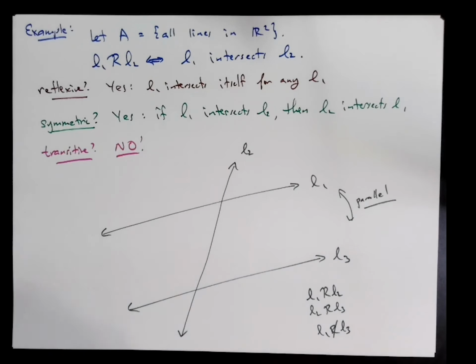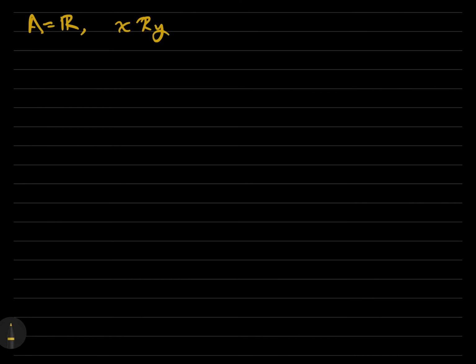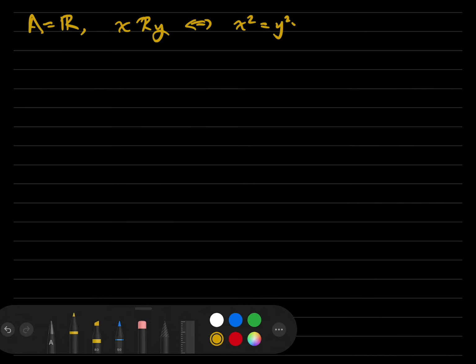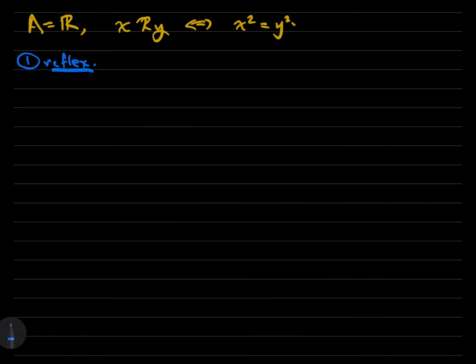Therefore, this is not an equivalence relation. Okay, one more example. Let A be the set of real numbers, and let's say that x relates to y if x squared equals y squared. Is this an equivalence relation?